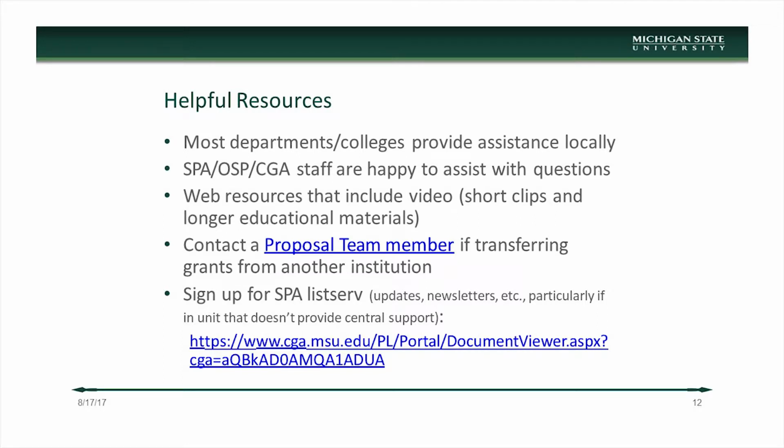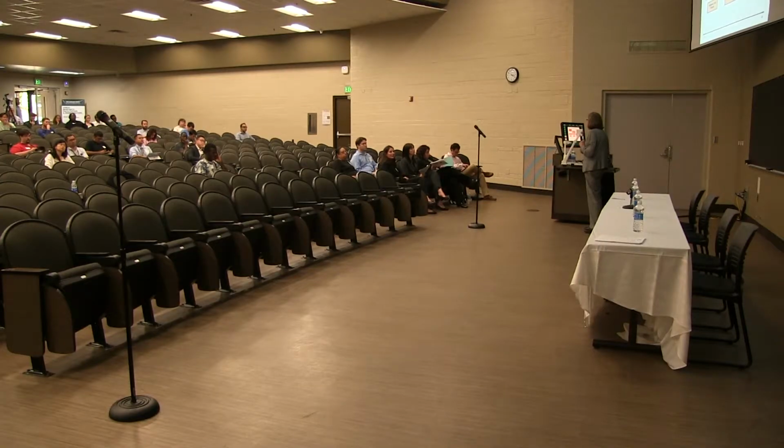So a couple helpful resources before we go into a little bit more, so that you know who handles what at MSU in the sponsored area. Most departments and colleges do provide some assistance locally. How many of you know that you have some assistance locally? That somebody you know to go to? I don't see enough hands. Oh, more. Okay, good. Well, if you don't know who to go ask, how about, do you know your research dean in your college?